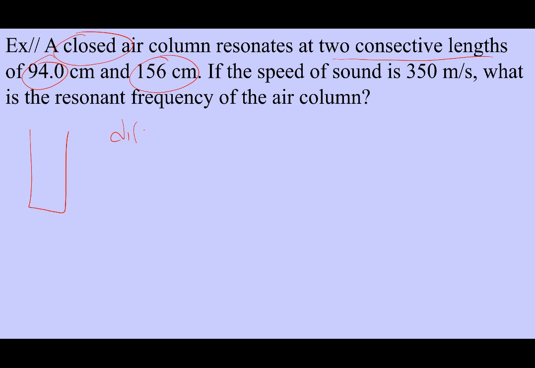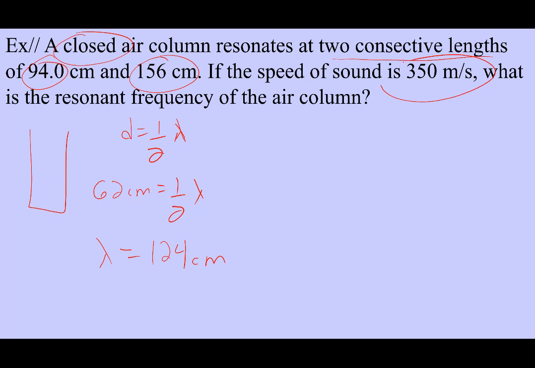Because the distance between loud spots is equal to 1/2 of a wavelength. The distance between these two consecutive loud spots, 156 and 94, is, I believe, 62 centimeters, which is equal to 1/2 of a wavelength. So that means a wavelength is double 62, which is 124 centimeters, not meters.